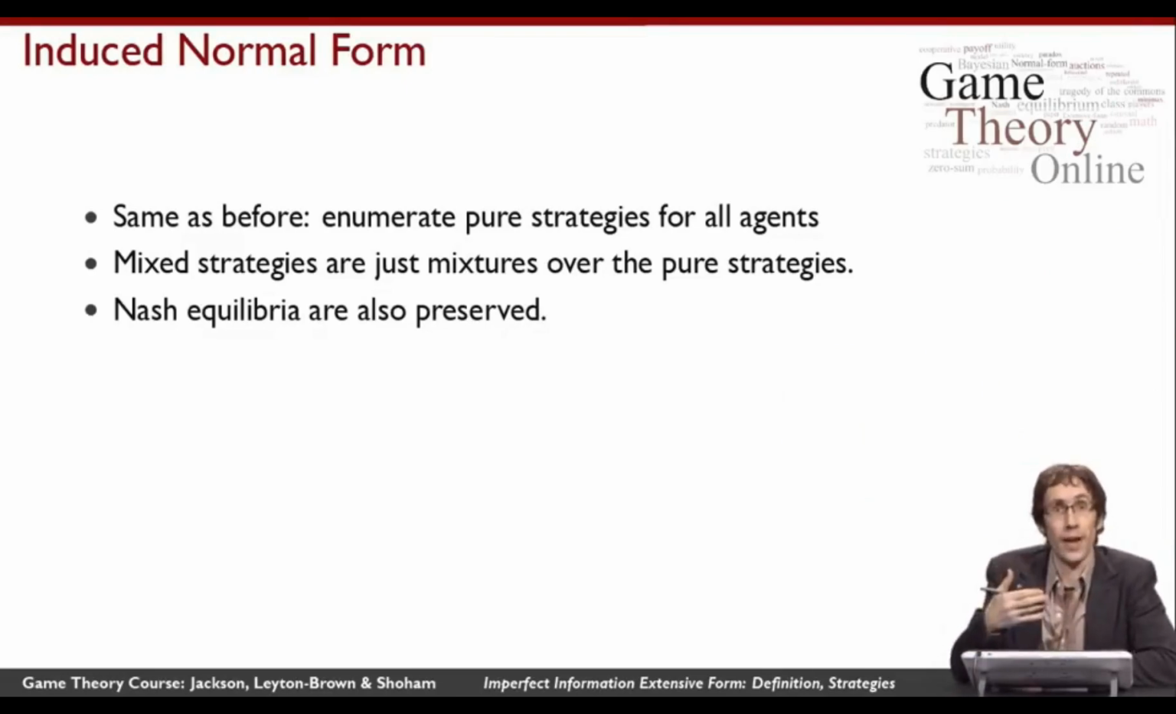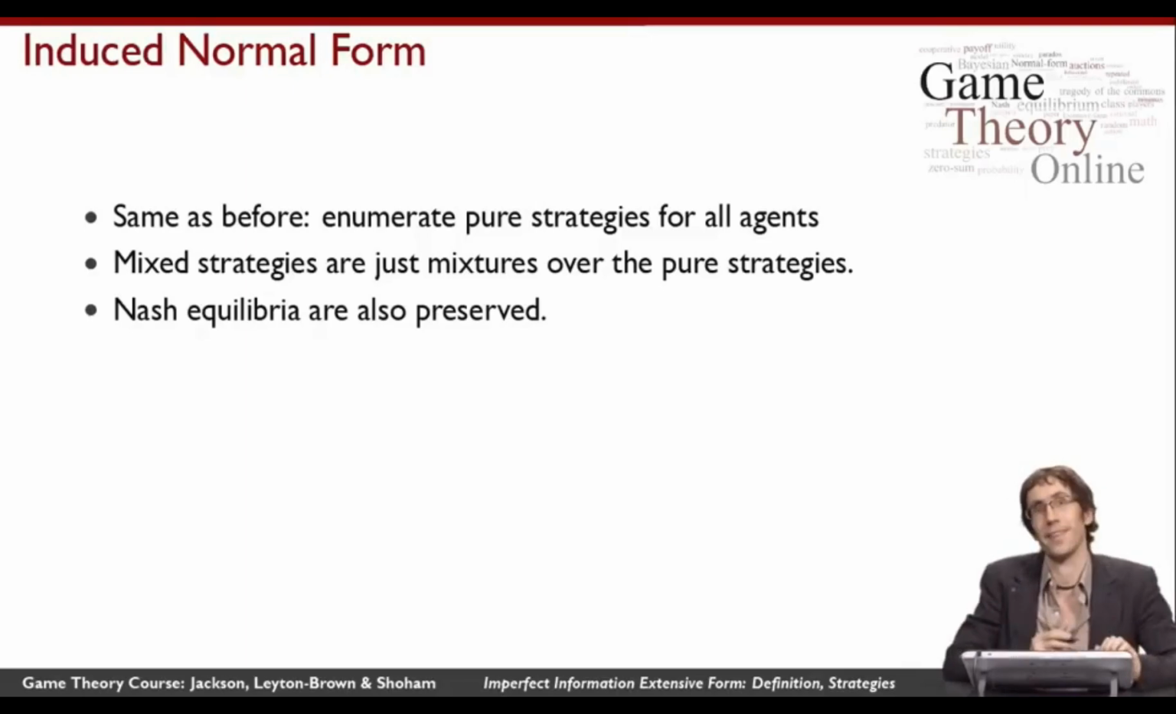My definition of mixed strategies is exactly what it was before. It's just the mixed strategies in the induced normal form. The definitions of best response and Nash equilibrium for imperfect information extensive form games, again, just leverage the induced normal form. And so all of those concepts that you already understand from normal form games carry over directly to imperfect information games. For example, we know from Nash's theorem that a Nash equilibrium always exists for every imperfect information extensive form game because I can make a finite normal form game out of it.